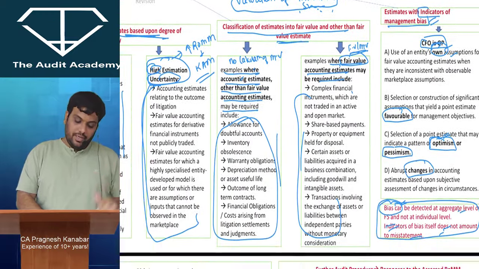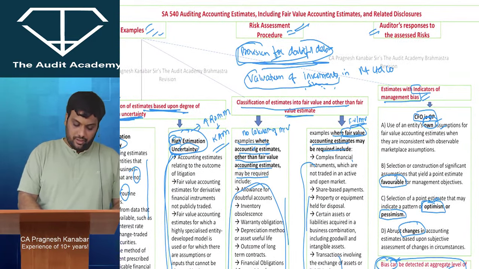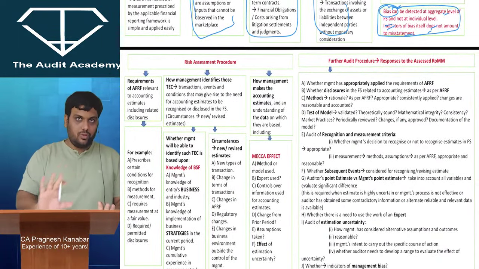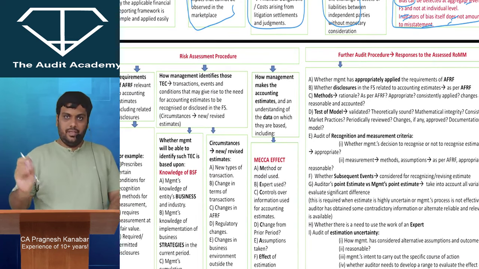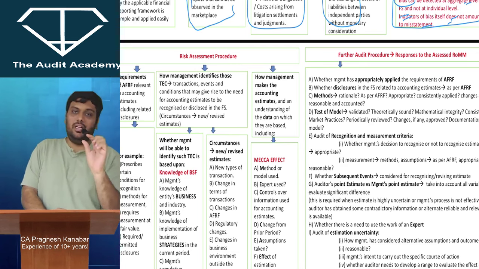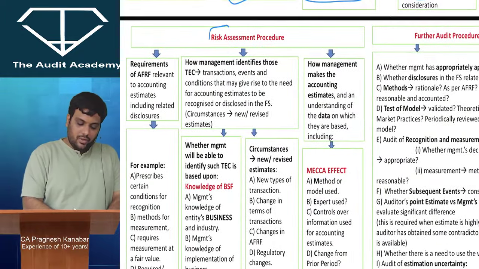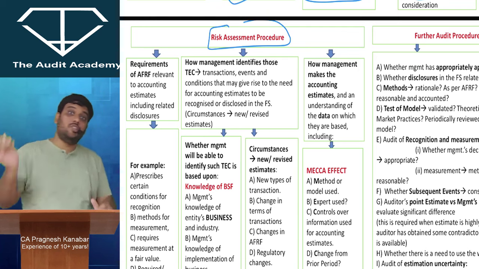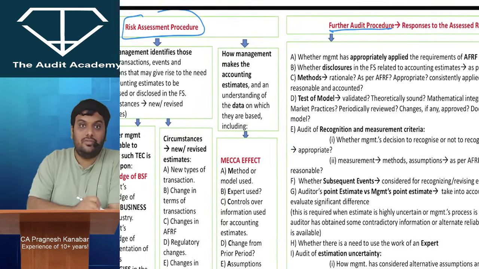Now when we move ahead, we see this discussion on risk assessment procedure and further audit procedures. Look at this. Go slow. If there is a question with respect to estimates, if they tell you that the auditor needs to obtain an understanding of something, risk assessment, ROMM, then we will come to know that they are asking about risk assessment procedure. However, if they have given you an estimate and they are saying respond to this situation, then we will understand that they are talking about further audit procedures.